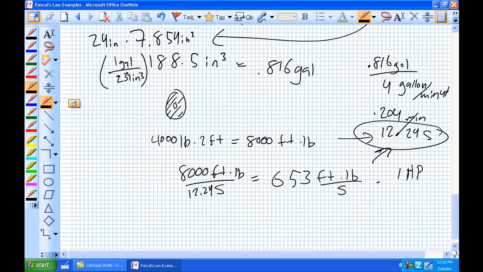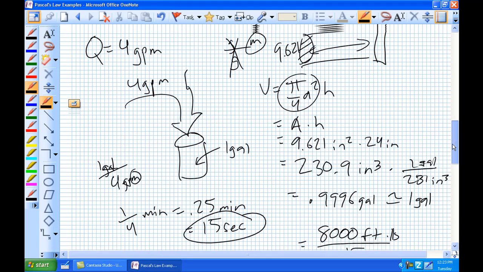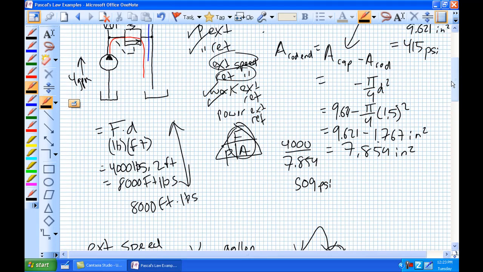1 horsepower is equal to 550 foot-pounds per second. Ultimately, 1.18 horsepower. Check, check, check, check. Using everything we've learned in a systematic method, we figured out everything we needed, okay? So it helps to stay organized.